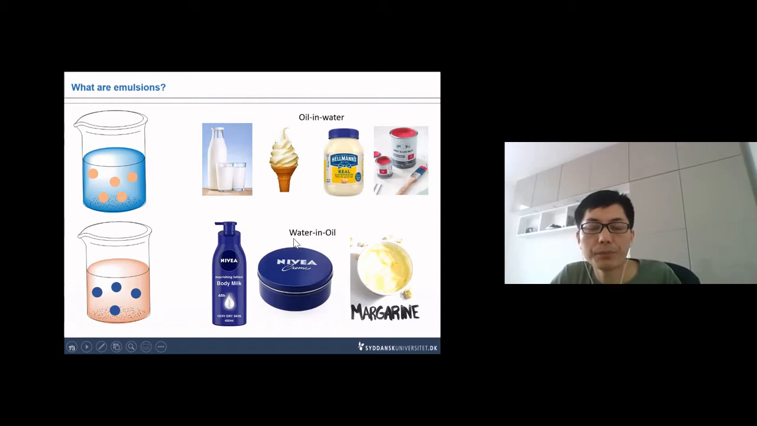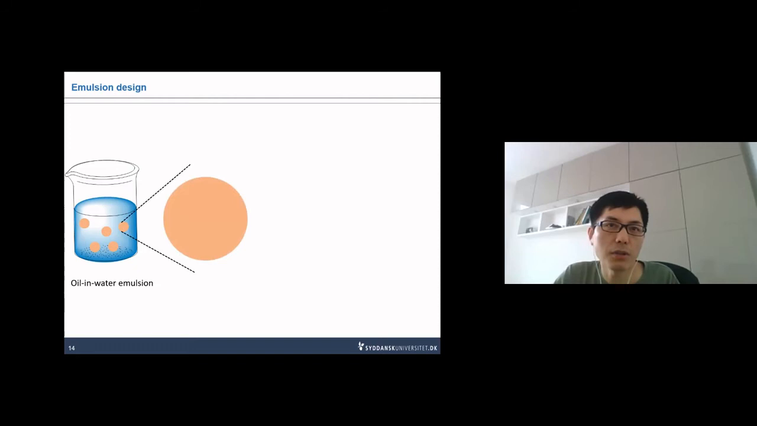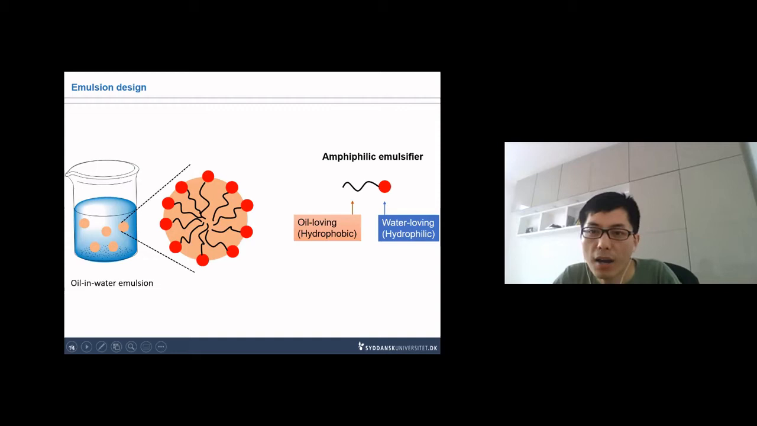From the previous video, you find that the emulsion is only formed when you add in the egg yolk. Why? This is because to form the emulsion, you need to provide a special chemical component, which is called the emulsifier. And the emulsifier has to contain two different parts. One part is like this red head, the water-loving part. This is what we call the hydrophilic part. Another part is this tail. This is the oil-loving part, the hydrophobic part.